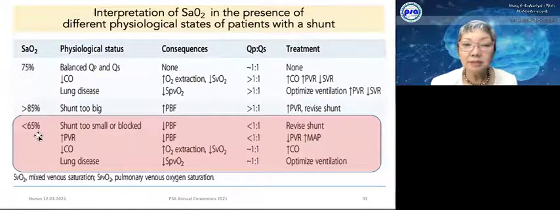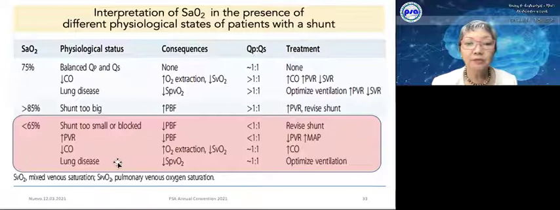Now, at less than 65 with a low cardiac output, definitely there is increased oxygen extraction as shown in a very low mixed venous, but the QP:QS could be balanced. So the only thing that we need to do is increase cardiac output with inotropic agents.